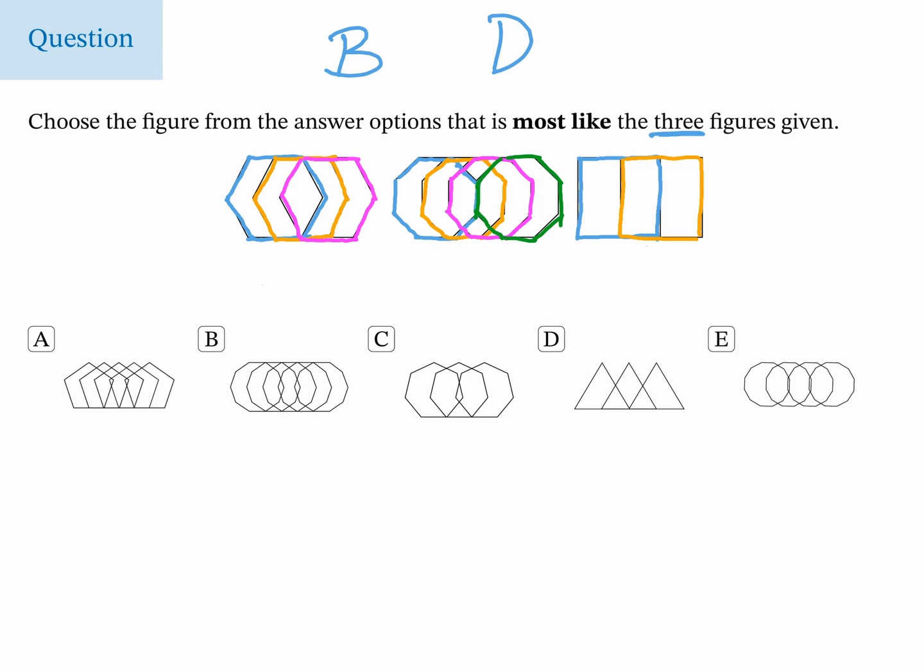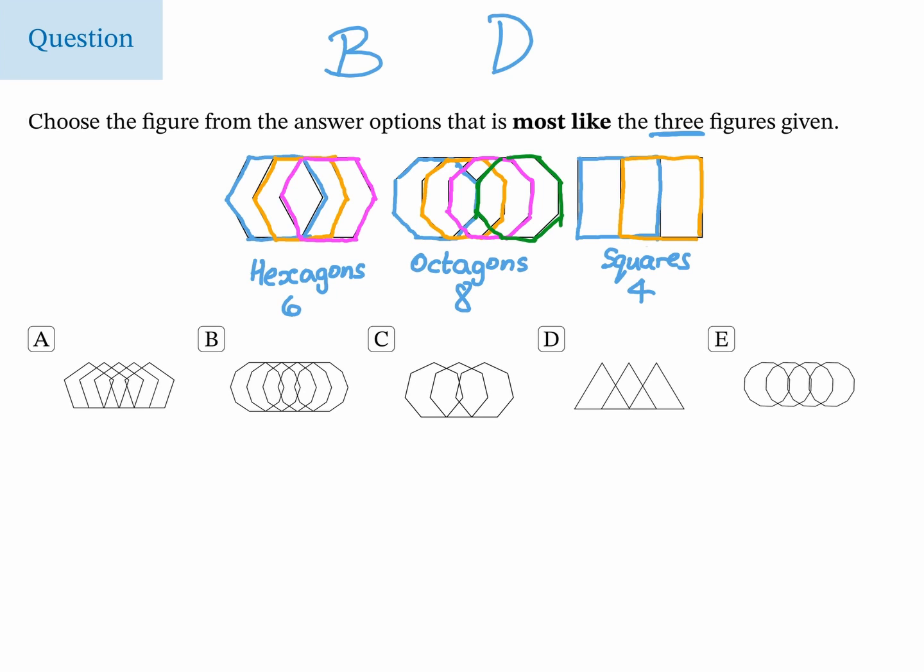The next thing we need to notice is that the first one is made up of hexagons, which each have 6 sides. This one has octagons, which, as we saw earlier, each have 8 sides. And this one is made up of squares. And we may know that squares are made up of 4 sides.